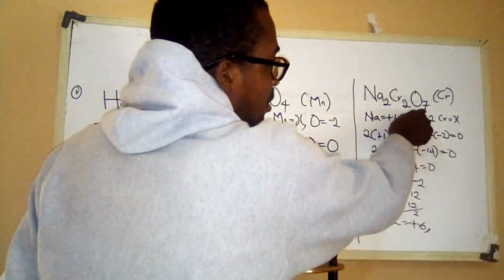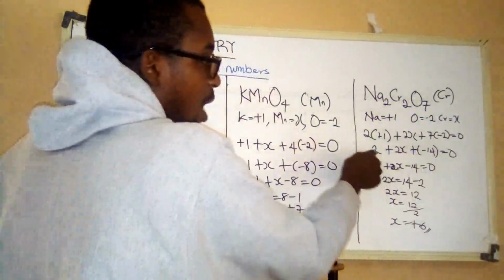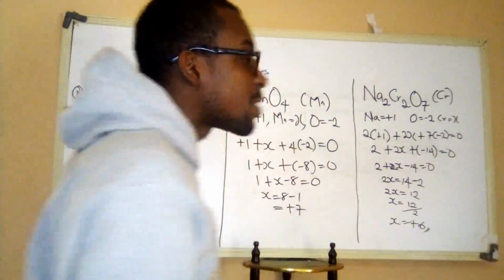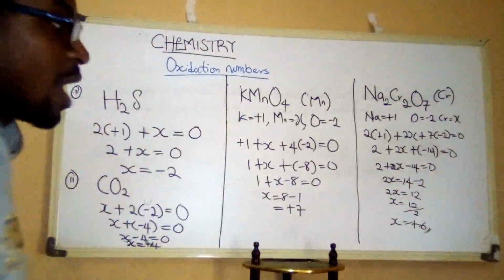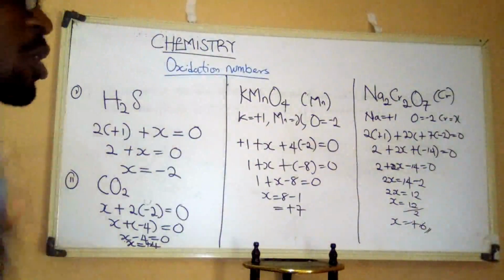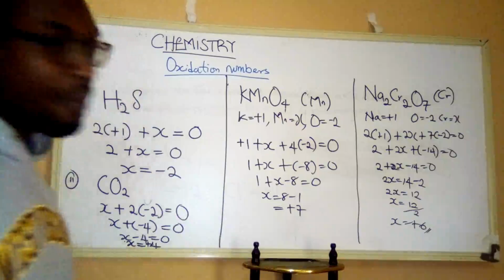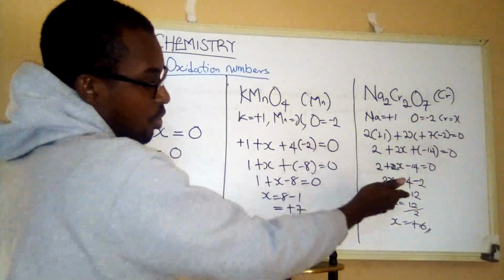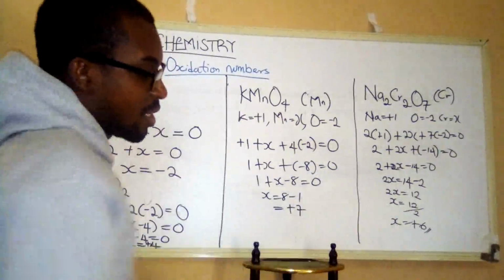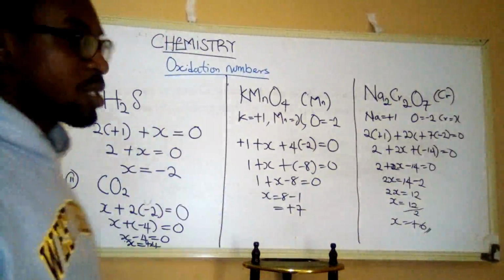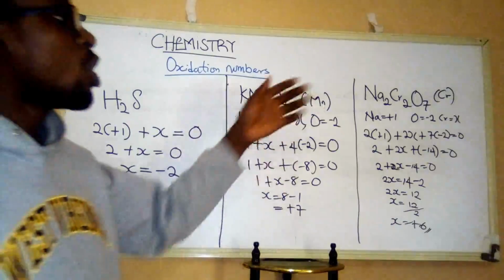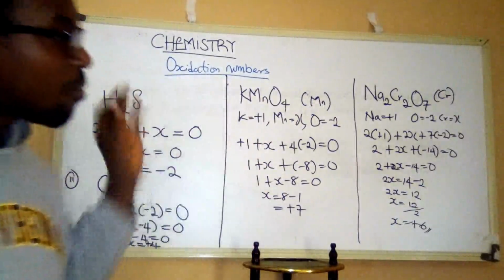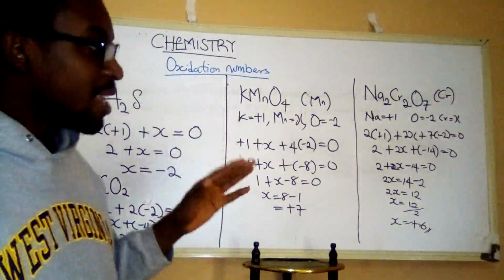The reason why we have 2X is because chromium is unknown, and we have 2 atoms of chromium. And then 7 for oxygen times -2. 2 times X gives us 2X, and 7 times -2 gives us -14, equated to 0. Remember, it is 0 because the algebraic sum of the oxidation numbers in a compound sums up to 0. And then plus 2X minus 14, and eventually we get that X is equal to +6. And that's why this is called sodium heptaoxodichromate 6. The oxidation number of chromium in that case is actually 6.